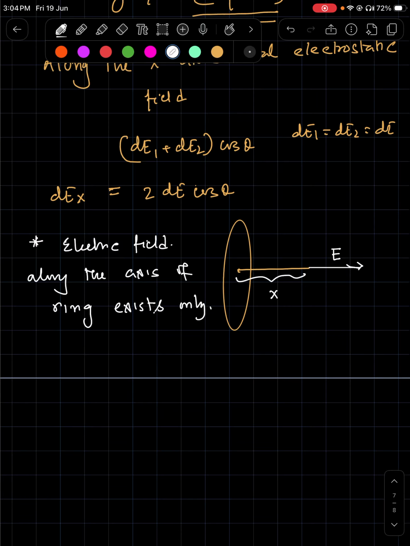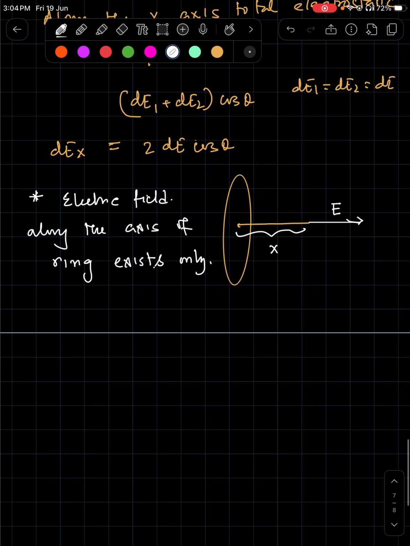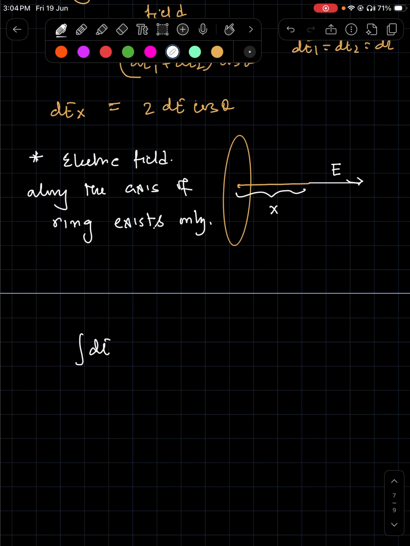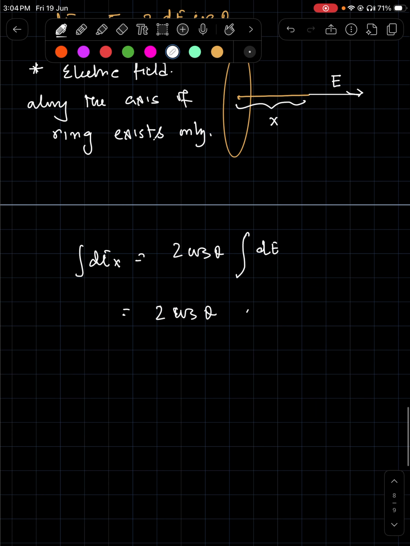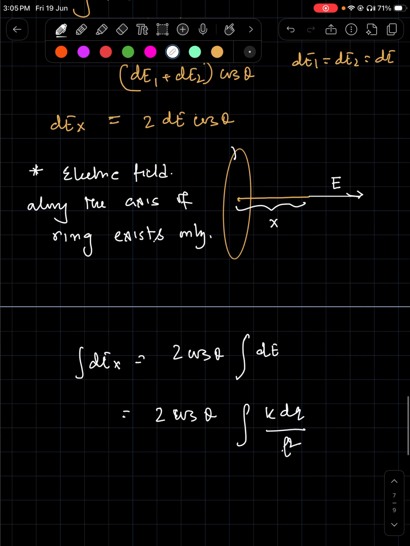Now we are going to find the value of the electric field, so we have to integrate. For the total electric field, 2 cos theta is common, a constant outside the integration, so the integration is over dE and 2 cos theta is taken out. And dE I am writing as k dq by L square, and this was L.